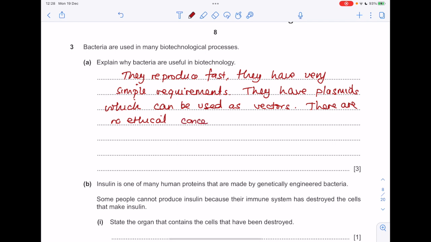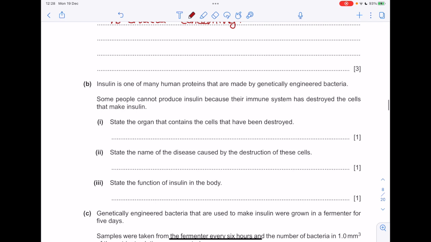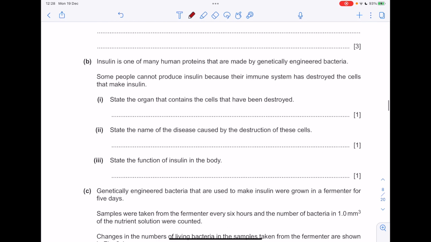This is the problem with testing on animals, obviously, and quite rightly people don't like them being killed to test makeup and medicines. Insulin is one of many human proteins that are made by genetically engineered bacteria. Some people cannot produce insulin because their immune system has destroyed the cells that make insulin. State the organ that contains the cells that have been destroyed. It's actually the pancreas. Remember, the pancreas makes insulin.